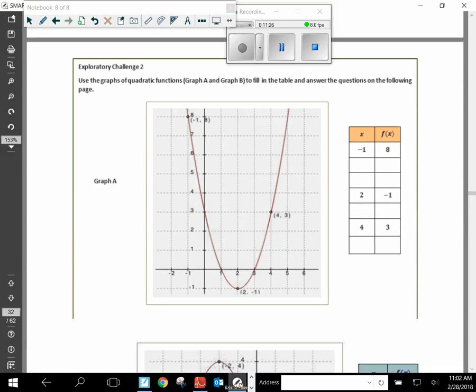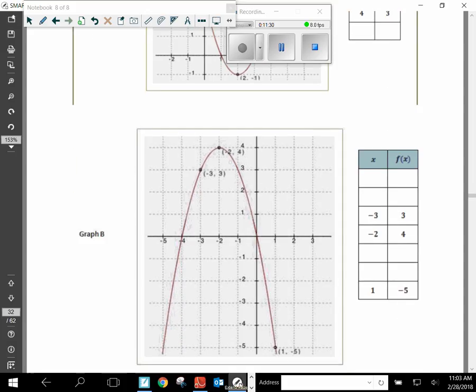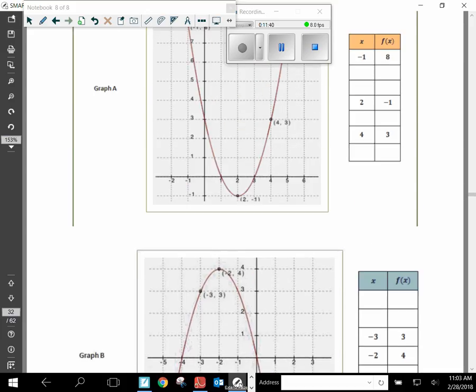Okay, so using this idea of symmetry, I would like you to go on and fill in this right here. All right. And I'm going to fill it in quickly for you right now. So hit pause and then you can check your answers. So we have 0, 3, 1, 0, 2, -1, 3, 0, 4, 3, and 5, 8.